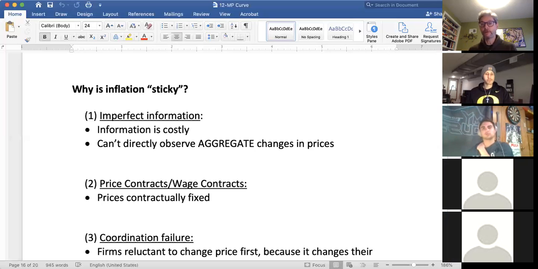The only way that we know what aggregate inflation is, is when the government reports the statistics. And that often is with a lag, right? So we only learn about what's happening to inflation with a lag of a quarter or sometimes half a year, right? When we begin to collect the data. And so imperfect information is one reason why prices are slow to adjust.